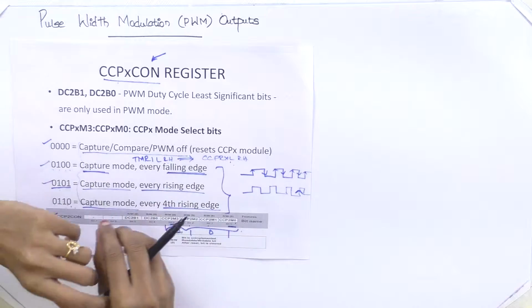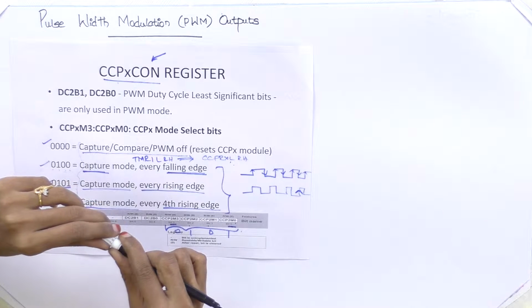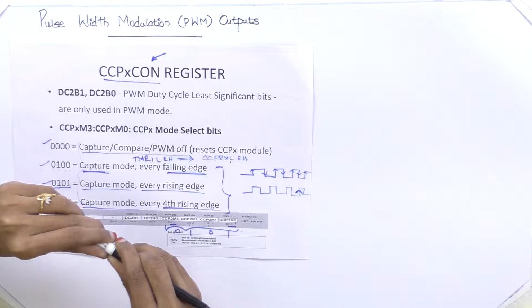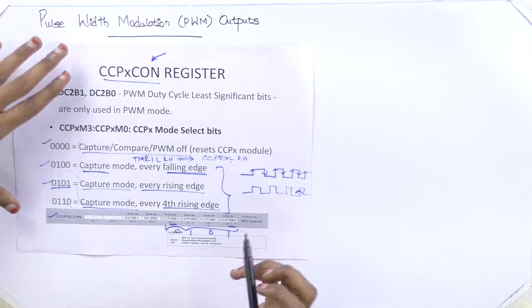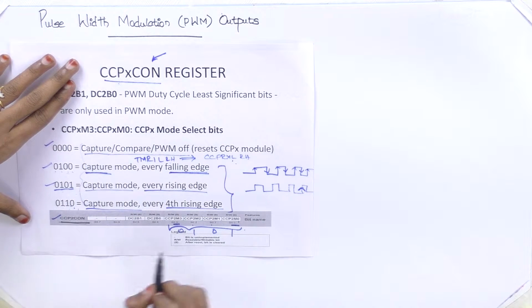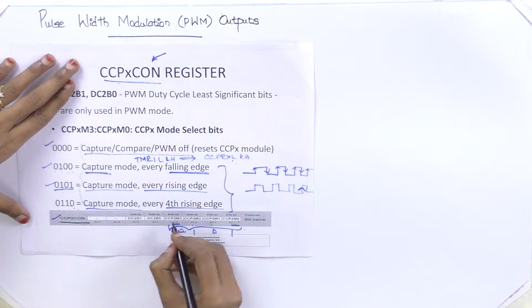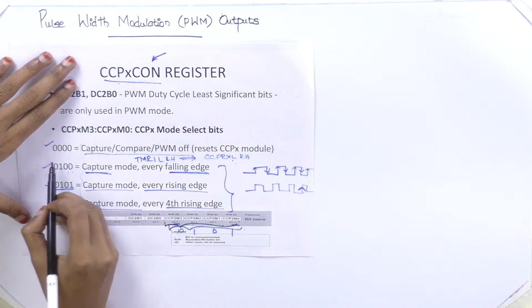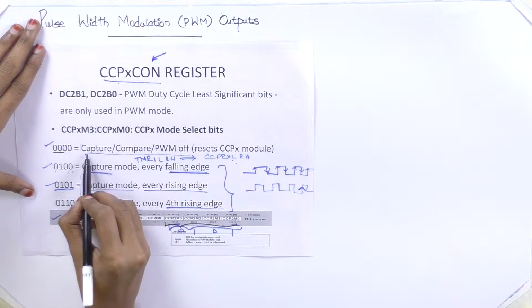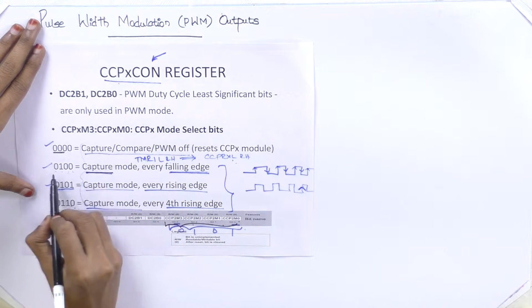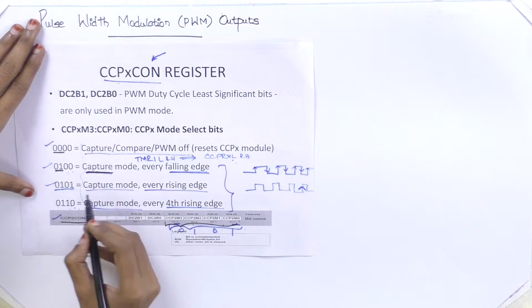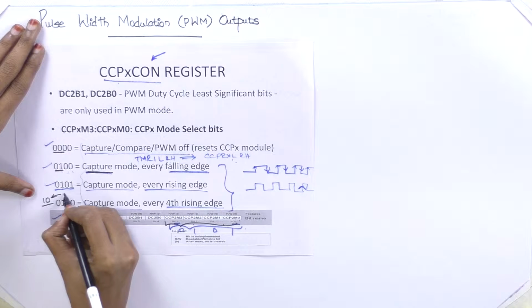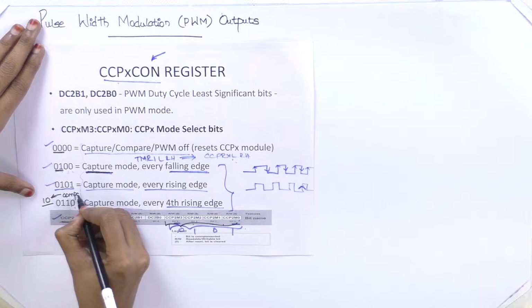This PWM output module will be selected by using the CCP-con register. This we have seen already. So this is the CCP-con register. It's an 8-bit register. Here the lower 4 bits will decide the mode. If this value starts with 0, 1, it means I am using it for capture. 1, 0 is for compare. We know it already.